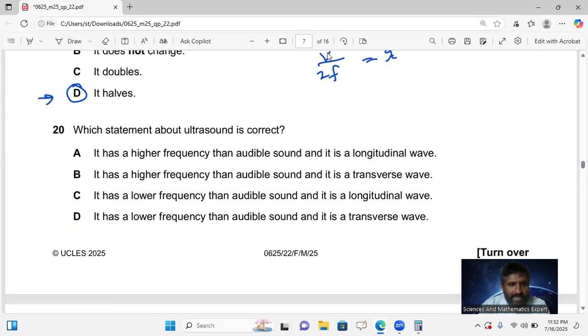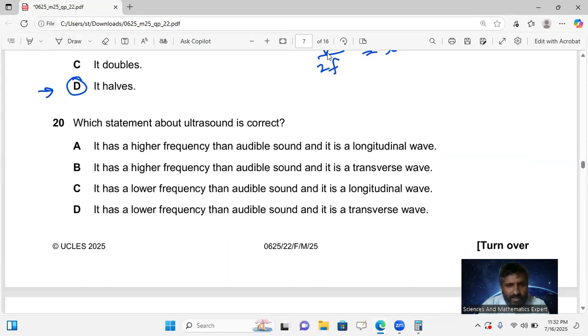For number 20, he's saying which statement about ultrasound is correct. Then we say it has higher frequency than the audible frequency range. Okay, he's right. And it is a longitudinal wave. Yeah, that's fine. Option A is fine for it. Longitudinal wave and has higher frequency than the audible frequency range.